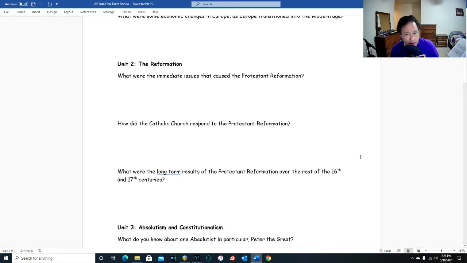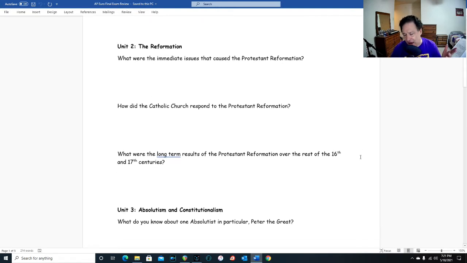So we're going through this pretty quickly. Unit 2 was the Protestant Reformation. Couple of questions here. Number 1, what were the immediate issues that caused the Protestant Reformation? And when you think about these, it's quite a short list. The biggest one being, the most immediate one being, indulgences.